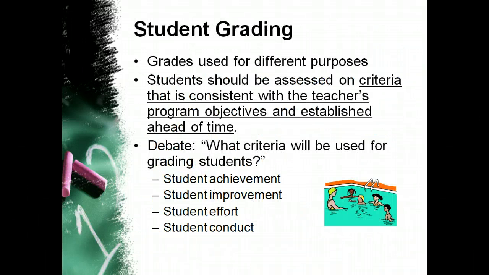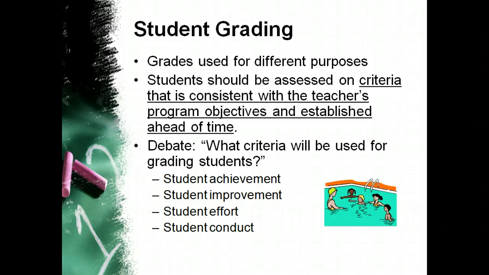This last slide of Chapter 11 is talking about student grading. Grades are used for different purposes. Students should be assessed on the criteria that is consistent with the teacher's program, course, unit, and lesson objectives, established ahead of time. The debate in physical education is what criteria will be used for grading students. Will it be student achievement toward achieving the goals or the objectives of the class? Will it be student improvement, the change in how they did from the pre-test to the post-test?